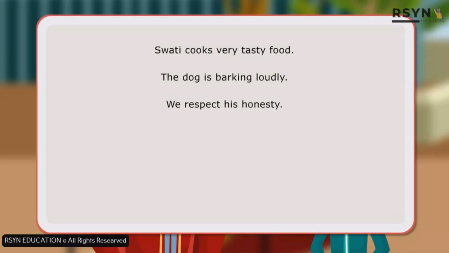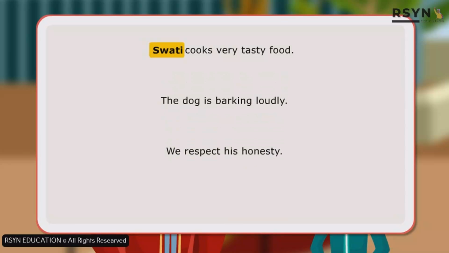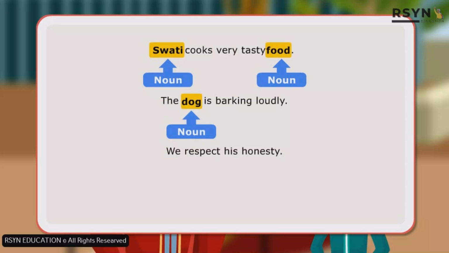Let us look at a few sentences. Swati cooks very tasty food. The dog is barking loudly. We respect his honesty. In the first sentence, Swati and food are nouns as they denote a person and a thing respectively. In the second sentence, dog is a noun as it is the name of an animal. In the third sentence, honesty is a noun as it denotes a quality.